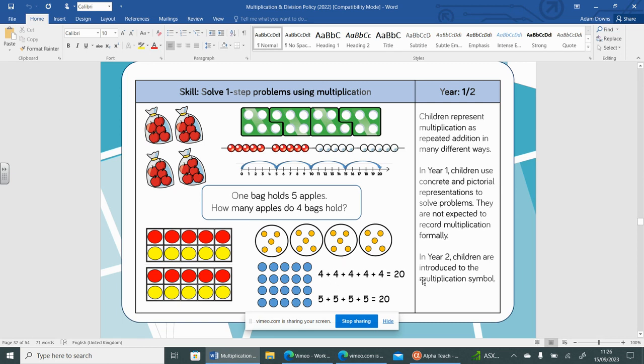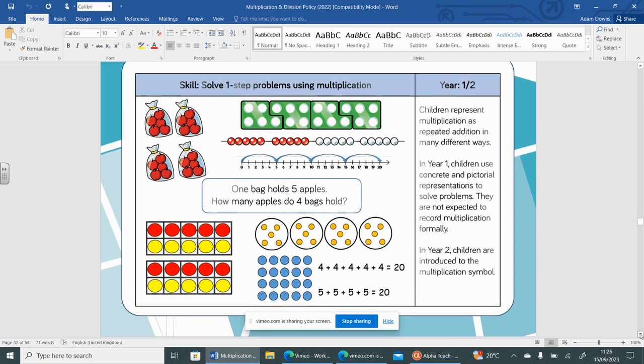Again, we've got an example of repeated addition down here. You can do 5 4s or 4 5s. So we show the children the idea of commutativity, where you can change over that calculation, 5 times 4 or 4 times 5, and you still get the same answer. So it's the same question, but representing it in lots of different ways, giving the children lots of different strategies and helping them understand how they would be able to do that.